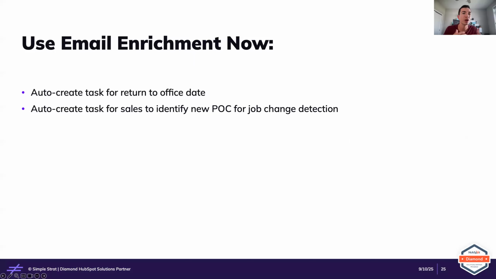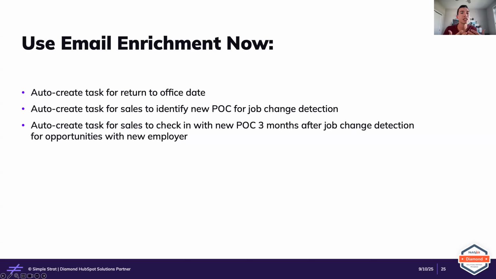You can auto create a task for sales to identify a new point of contact for a job change detection. That's another thing the email enrichment does: it identifies when somebody has left a job based on bounces. Auto create tasks for sales to check in with the same POC, excuse me, 3 months after a job change detection.